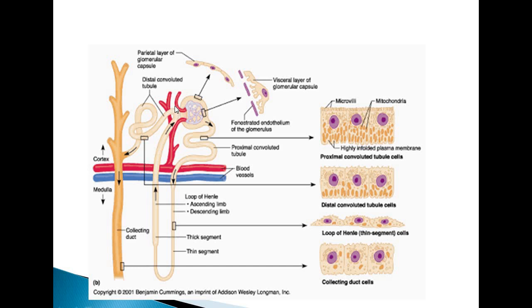It is mainly found at the vascular pole of the glomerulus, which is intimately related with the ascending limb of loop of Henle and the distal convoluted tubule. It consists of the macula densa and the juxtaglomerular cells. So these are the main two cells which are present at this juxtaglomerular apparatus.